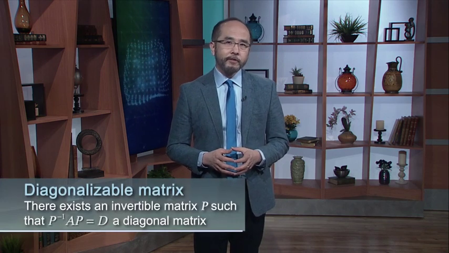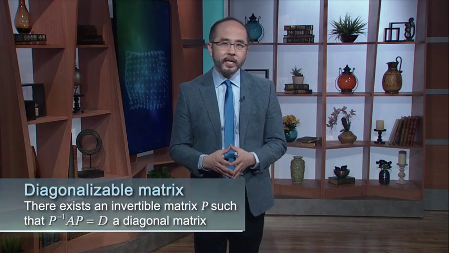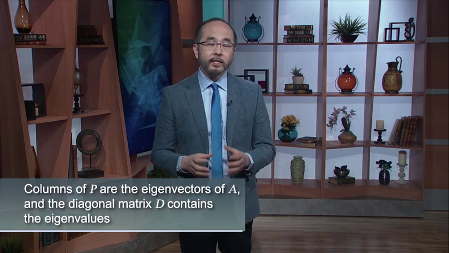Conversely, if you have this, then AP equals PD, which means that the eigenvector equation holds for each column of P. So the columns of P then form a full basis of eigenvectors because P is invertible and the entries of D are the associated eigenvalues. So let's give this property a name. We'll call a matrix A diagonalizable if there exists an invertible matrix P such that P inverse AP equals D, a diagonal matrix. If so, then the columns of P are the eigenvectors of A, and the diagonal matrix D contains the eigenvalues.